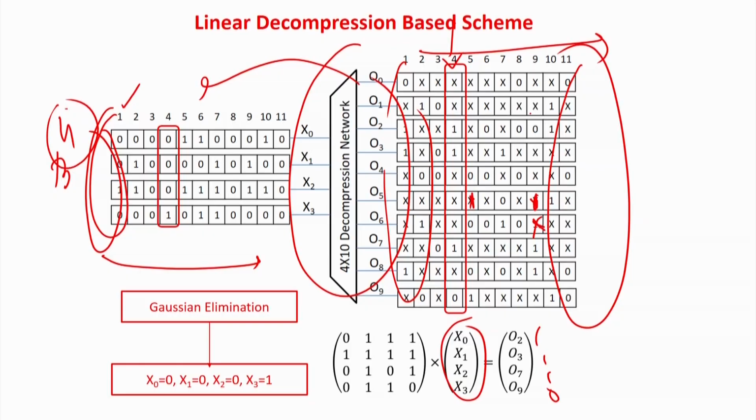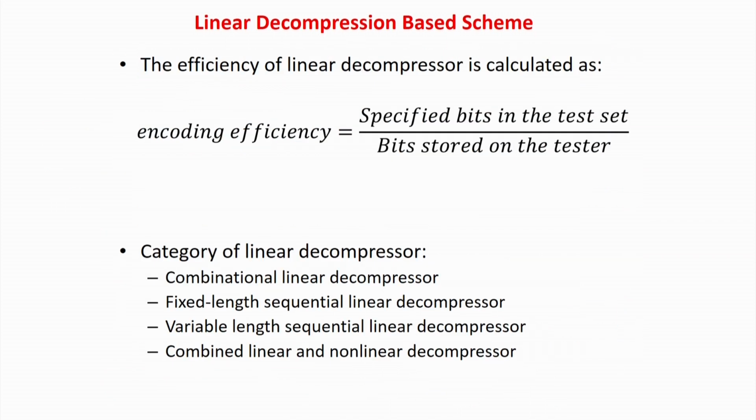But what I have tried to show you is that in a linear compression based scheme, if we have a small number of specified bits and a reasonably large rank matrix, then you can have a simple translation scheme, and this decompression network will be very, very small, involving only XOR gates, or in some cases flops and XOR gates, not a full blown one.